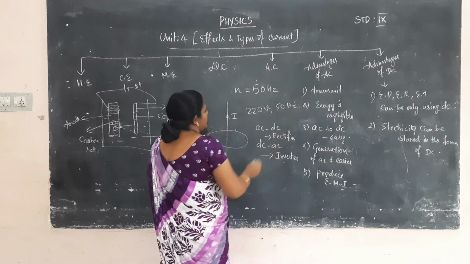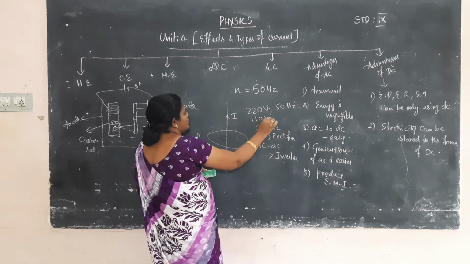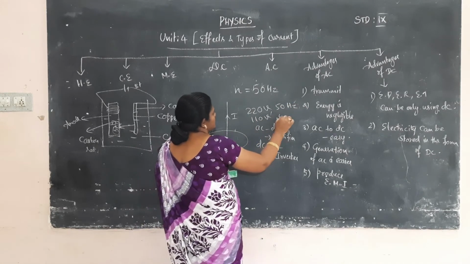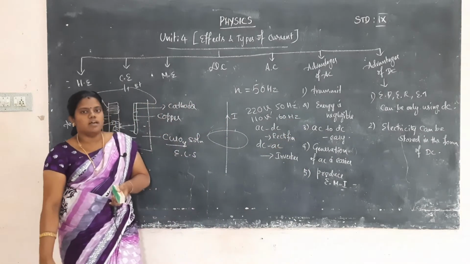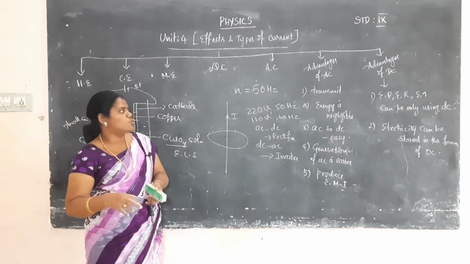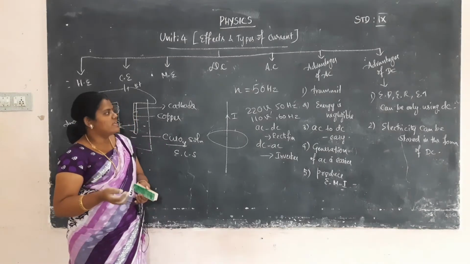But the USA supplies 110 volts, at 60 Hz. Okay, so in India, our home supply voltage is 220 volts and the frequency is 50 Hz.